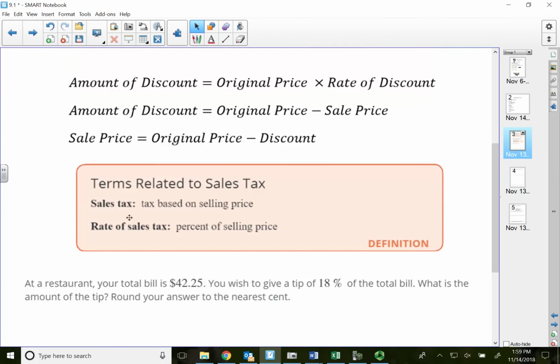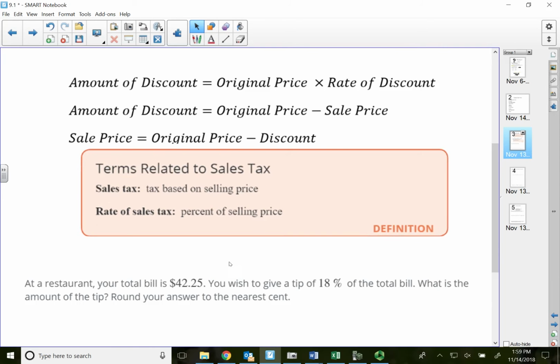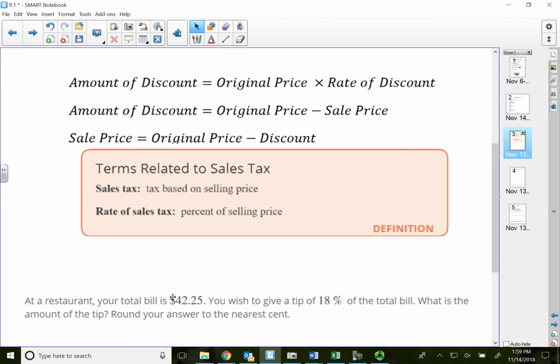All right, sales tax. We know sales tax is based on whatever the selling price is. For the majority of things that we buy, we have to pay sales tax on it. And then we also have the rate of sales tax. So here in the state of South Carolina, right now, for non-food items it is currently 8%. Anything that you cannot put in your belly, anything that's not food, will be 8% sales tax. Now, for food items, it varies from county to county.